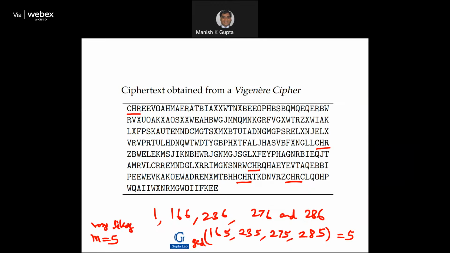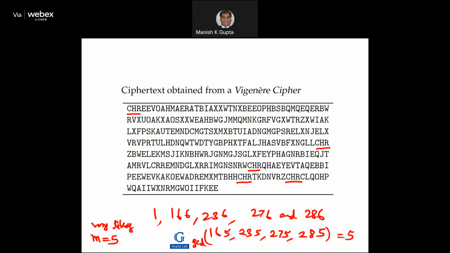Second one is 166 here. You can count, then 236, 276, and 286. Right. So basically that means if we compute the distance, so 165, 235, 275, and 285. And so normally if you take the GCD, which is 5, more likely our M is 5. This is one way of finding M.